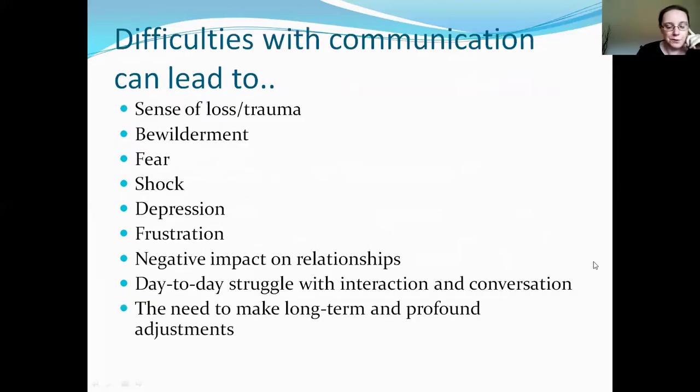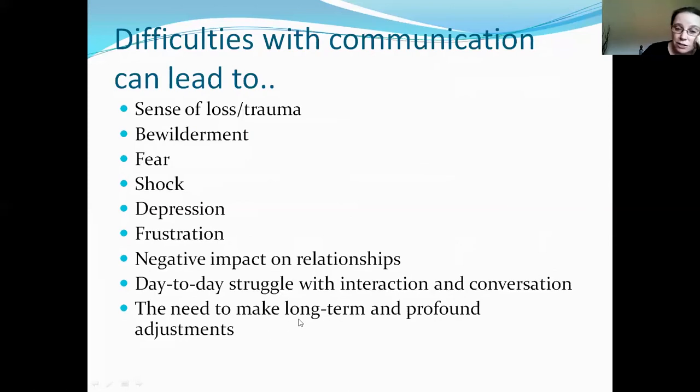Okay, so as we've just discussed, how important communication is to us all, the difficulties that people with Huntington's face with communication can lead to a sense of loss or trauma. You know, they've lost the speech, bewilderment and confusion, like we said before. They might be fearful, they're in shock that something they've had all their life suddenly disappears, can cause depression and frustration. Also can have quite a negative impact on relationships, you know, if they're suddenly unable to communicate with the partner and just have those nice conversations that you normally would do. So it becomes a bit of a day-to-day struggle with that interaction and conversation.